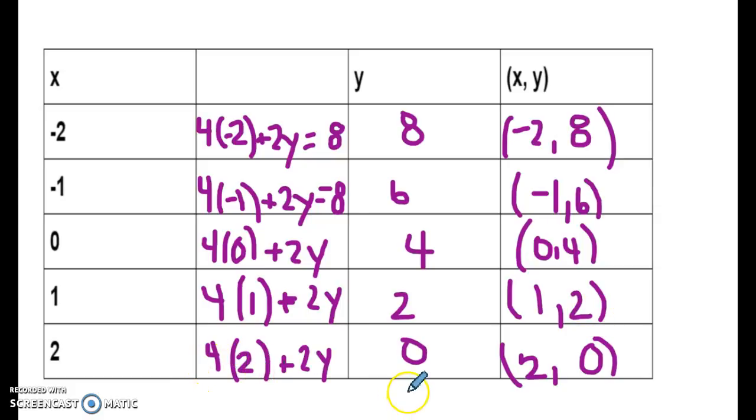8, when you subtract 8 minus 8, it's going to be 0. And 2y equals 0. Y is just going to equal 0. So these are the ordered pairs. These are the relations you should have. This is your solution set.